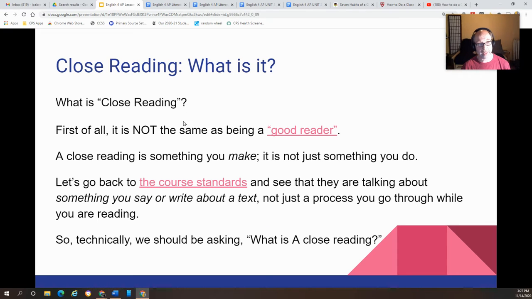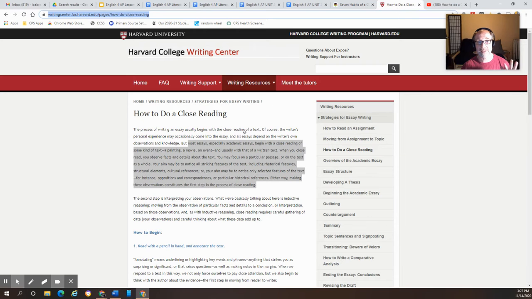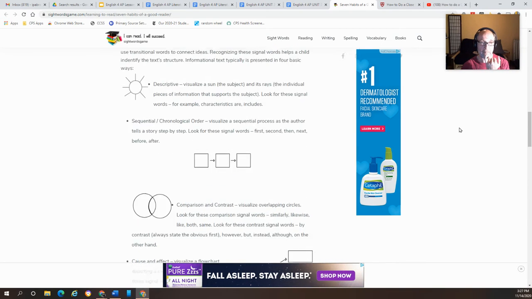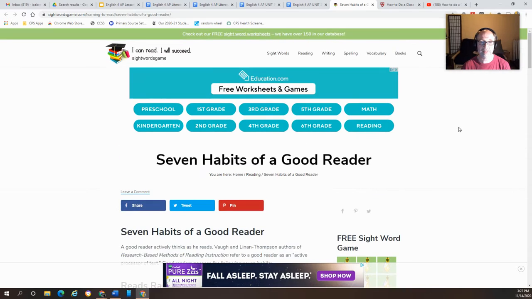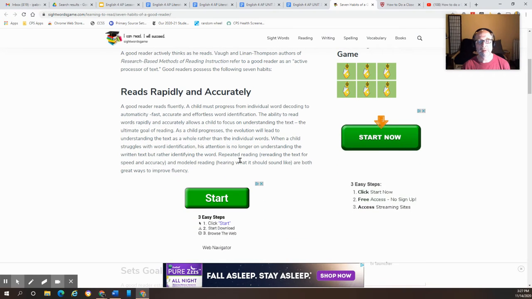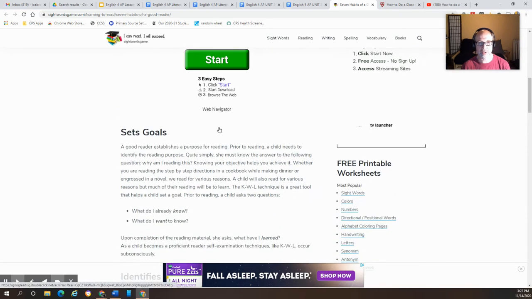So what is close reading? Well, you're getting a sense of it already, but let's understand what it isn't. So one thing it isn't is it's not the same as being a good reader. Being a good reader is a process or a set of habits. It's the things that you do while you read. And this is one list, a list I happen to like, but there could be others. It doesn't include the word imagination or draw pictures in your mind. I would say good readers do that.